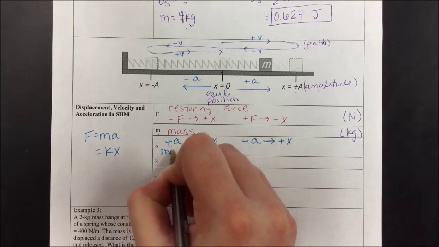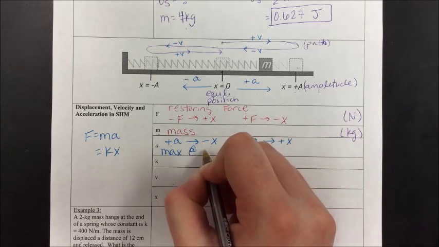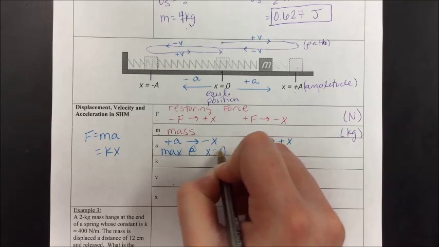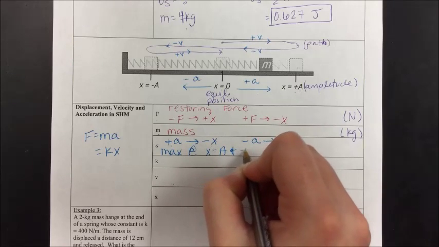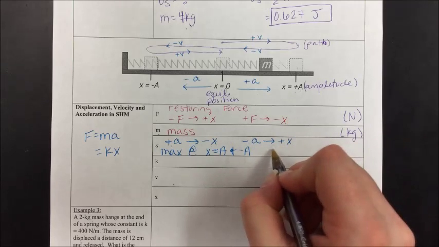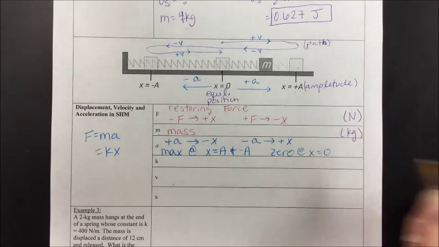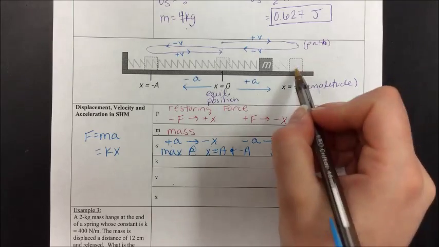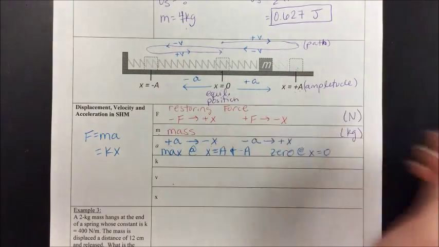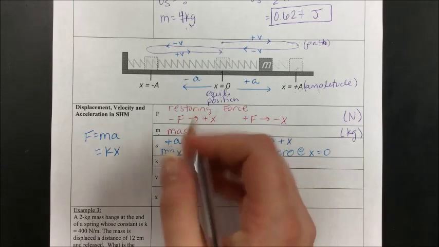And acceleration is going to be at its maximum at the amplitude. So when x is at A and negative A. It will be 0 when it's at x equals 0. So acceleration is at its max at the extreme because it has to change directions 100%. Okay, then we have k, which is our spring constant again.